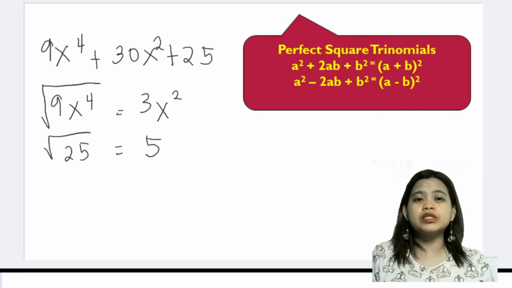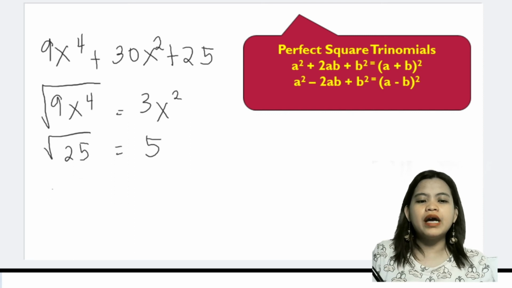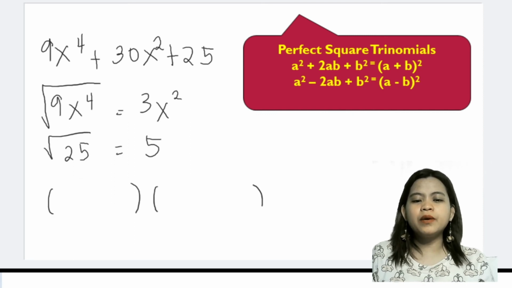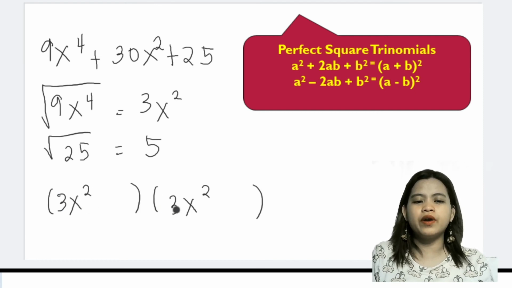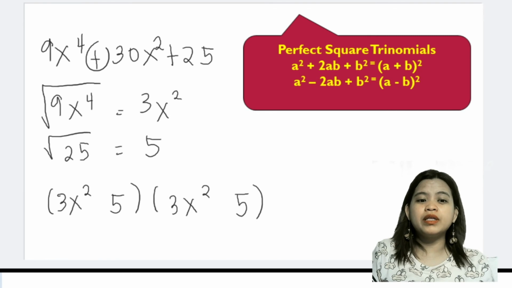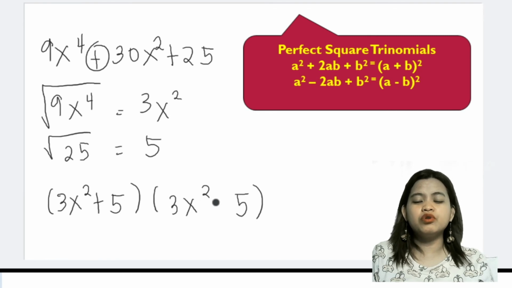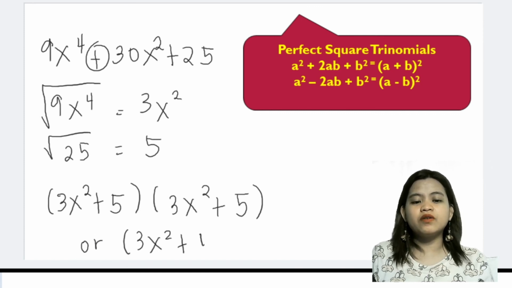Again, we're going to use the root of the first and the last term in making our binomial factor. So, our answer will be distribute the root of the first term to each parenthesis or quantity. We have 3x squared, and the root of the last term, which is 5. Since the operation being used in our middle term is addition, we're going to use addition. Or another way of writing is quantity 3x squared plus 5, squared.